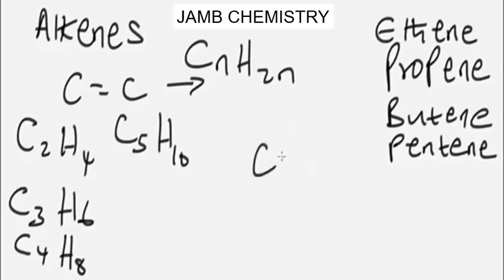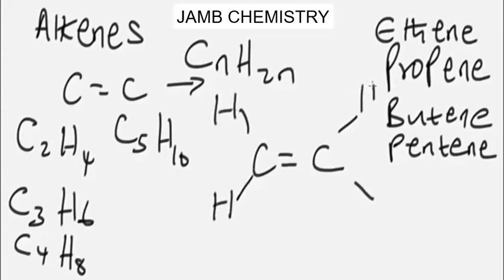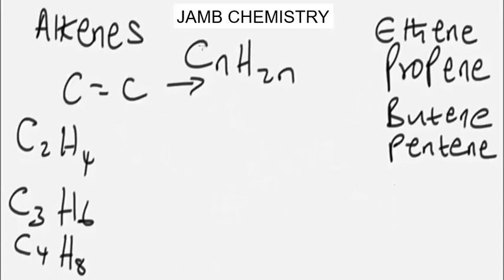Now, if we want to draw the structure of ethene, we take this shape. They are unsaturated hydrocarbons. They are not saturated with hydrogen atoms. This is the structure of ethene. Before I wipe it, note that this double bond in the middle indicates that this is an alkene. Now for propene, which has 3 carbon atoms and 6 hydrogen atoms, the structure will look like this.